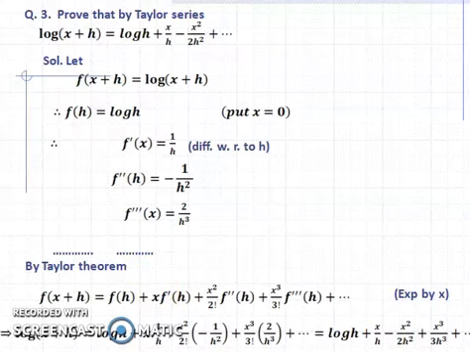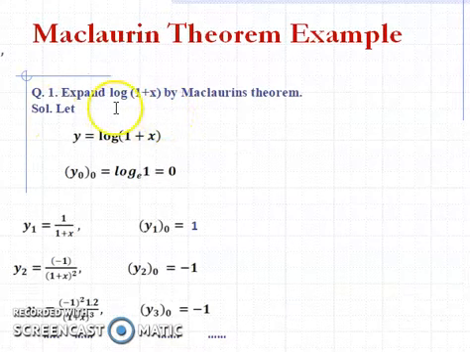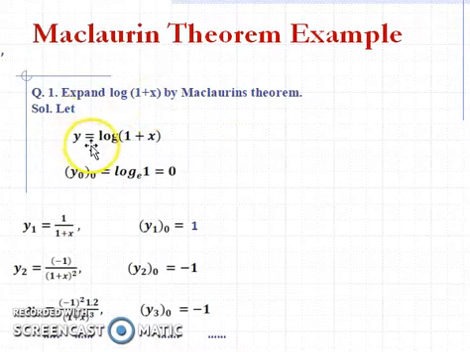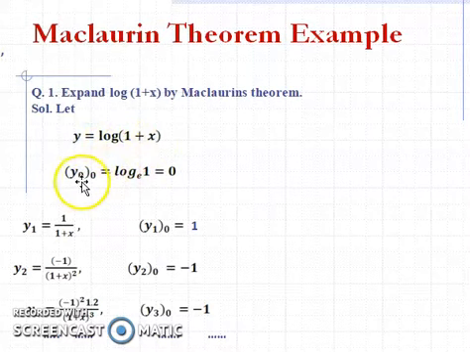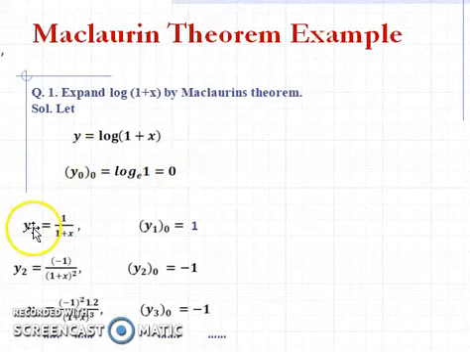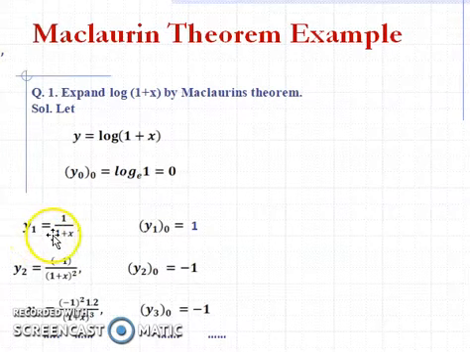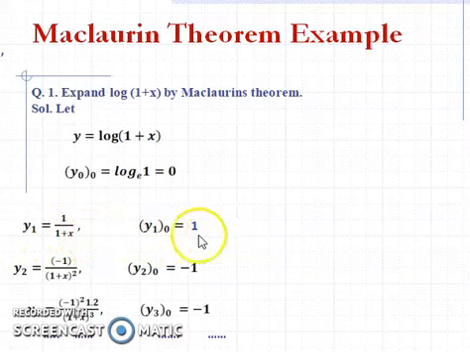Now the problem based on Maclaurin's theorem. See here, expand log(1+x) by Maclaurin's theorem. First of all, suppose y = log(1+x), and putting x = 0 we get y0 = log 1 = 0. After differentiation, it is denoted by y1. y1 is 1/(1+x), and putting x = 0, y1(0) is 1.